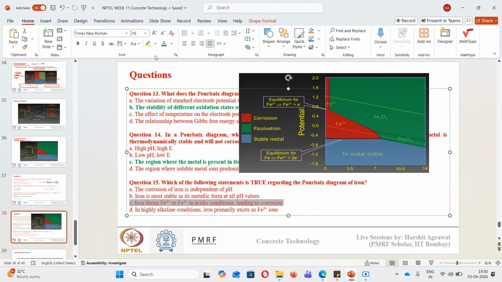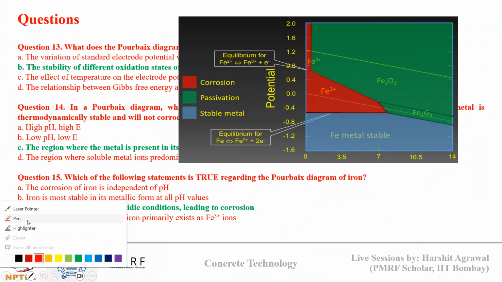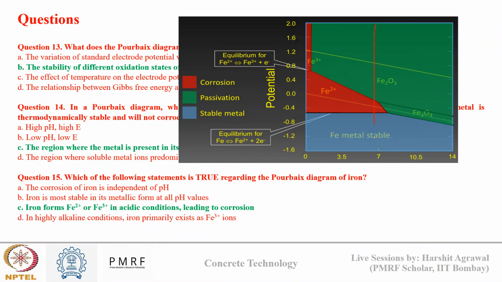Okay, so at the low pH region, if you see here in this Pourbaix diagram, iron forms Fe2 plus and Fe3 plus. When the potential is higher than minus 0.5 volt in the low pH region, it typically forms Fe2 plus and Fe3 plus, which leads to corrosion. So these are corroding states, which are marked in red, and that typically exists in low pH regions.